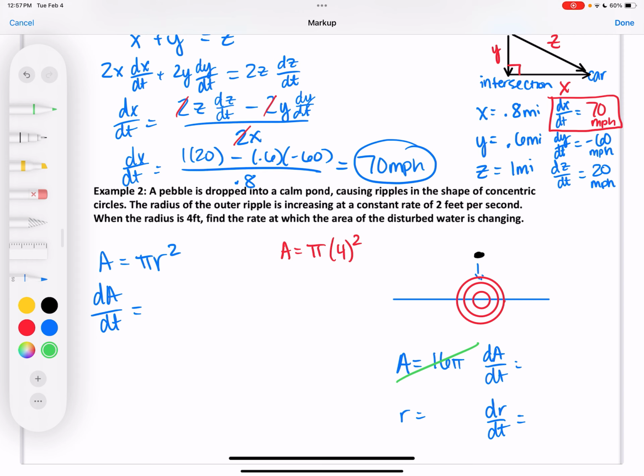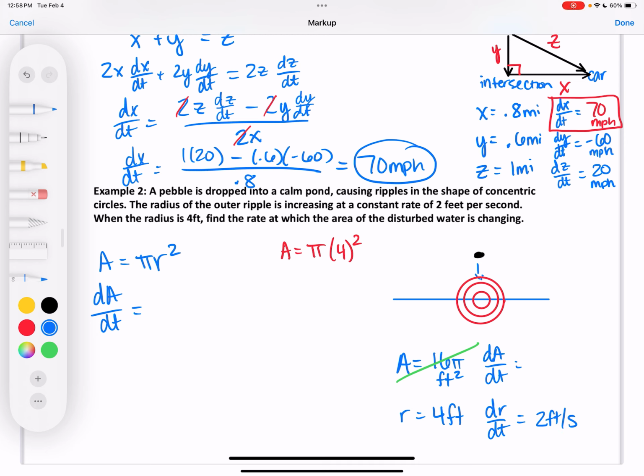And I guess if I want to be completely accurate, I should say feet squared. I was about to mention that. Now, the radius is 4 feet, so I've got that here. The radius of the outer ripple is increasing at a constant rate of 2 feet per second. So that's dr/dt, so that's 2 feet per second.